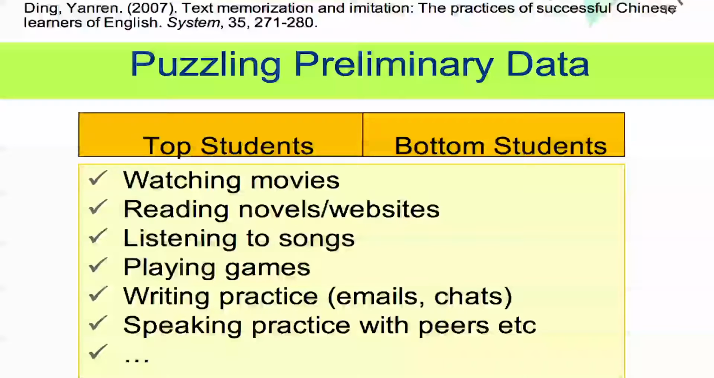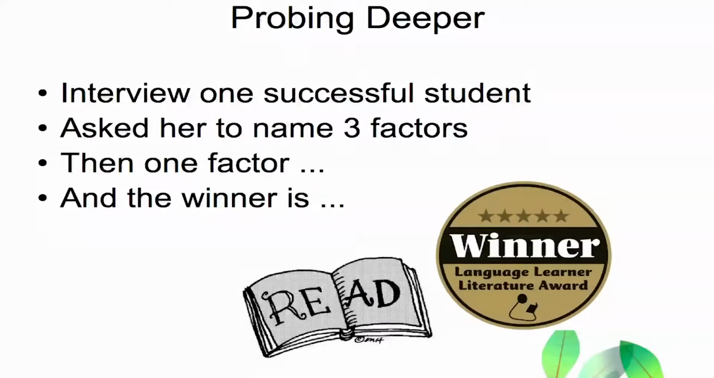Now, if both the good students and not the good students are doing this, then how can we tease them apart and find out what it is that makes the difference between the two groups of students? Again, I have some preliminary data, nothing conclusive at the moment. I probe deeper. I talked to one of the good students, and I asked her to name 3 factors out of the 10 or so that she thought were instrumental in helping her develop a higher proficiency in the English language. And then I forced her further to tell me one factor.